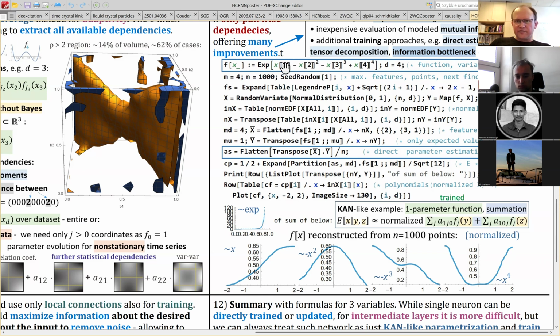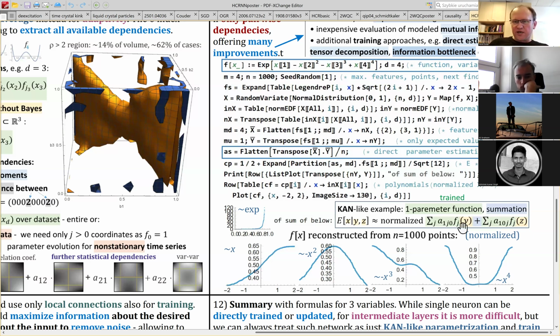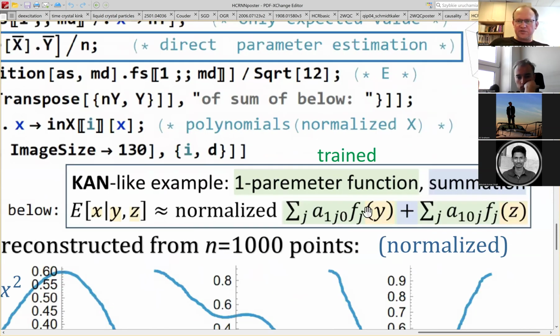And it nicely reconstructs this function. We can see first power minus second power minus third power plus fourth power. So one neuron is already very powerful. It can model high dimensional dependencies like here. We can treat it as KAN-like. In KAN, there is this one-parameter function which is trained, and there is summation. Here the trained functions are polynomials: one polynomial, a second polynomial, and a summation. It can be degenerated to KAN if we restrict to only pairwise dependencies.